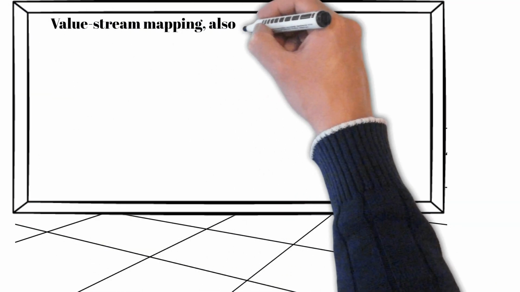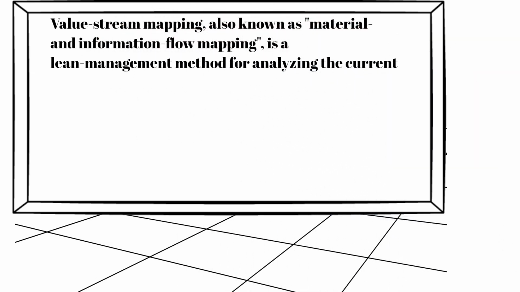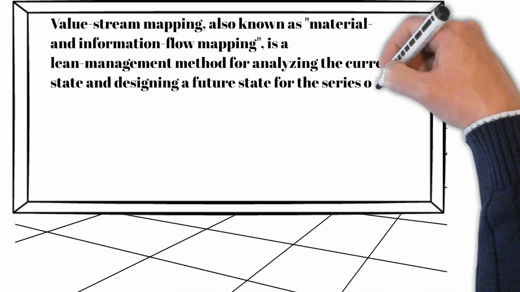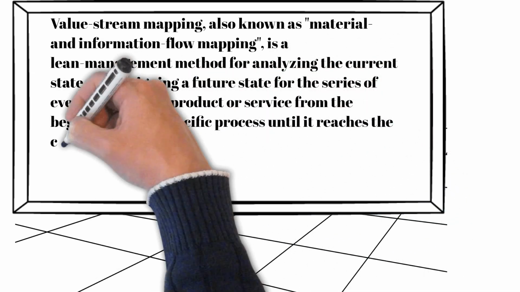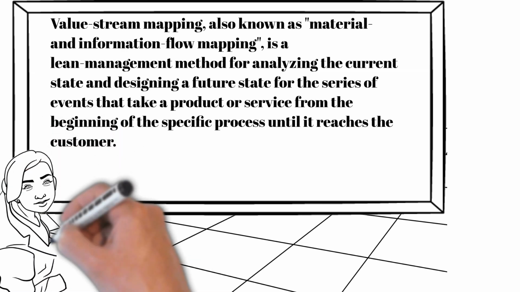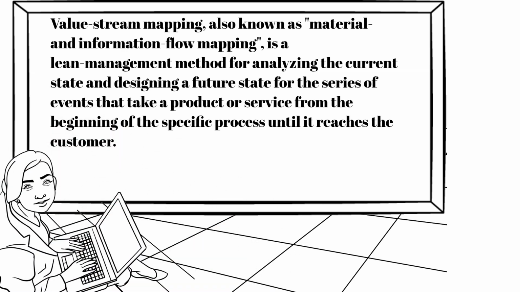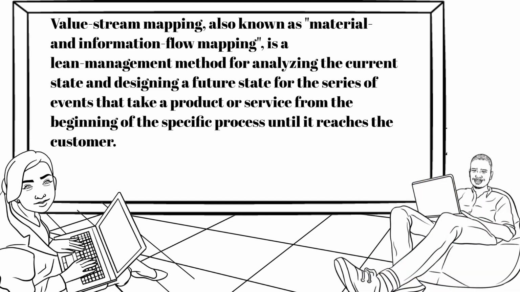Value Stream Map is a great business tool. It is a great way to isolate, communicate, and quantify what is value versus waste. Value stream mapping, also known as material and information flow mapping, is a lean management method for analyzing the current state and designing a future state for the series of events that take a product or service from the beginning of the specific process until it reaches the customer.